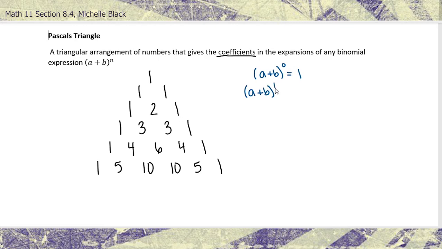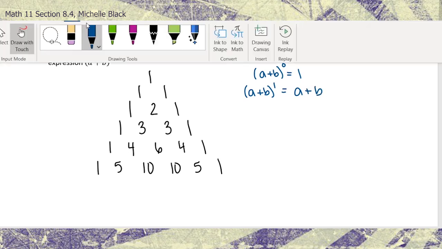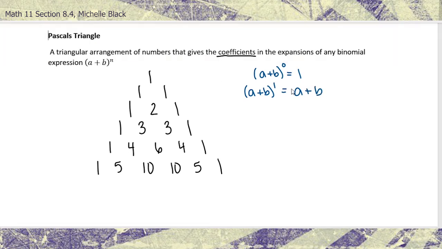The second one here are going to be our coefficients for the expansion of a plus b to power 1. If it's power 1, then I really just have what's inside, which is a plus b. And notice the coefficient of a is 1, and the coefficient of b is 1.